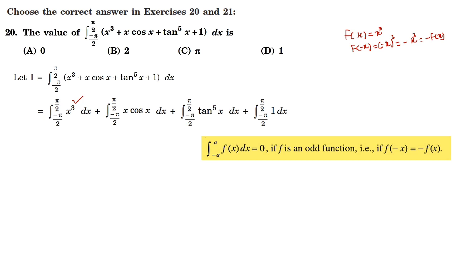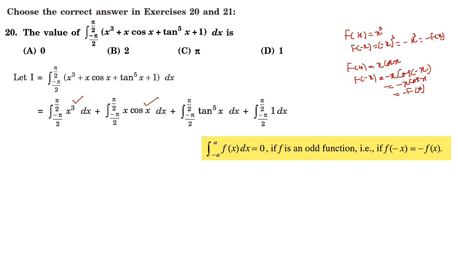Then again x cos x. Let f of x is equal to x cos x. Then f of minus x we will check. F of minus x is equal to minus x cos of minus x. Here cos of minus x is cos x, so it will come as again minus x cos x. That means minus f of x, because x cos x is f of x. So this is also an odd function, x cos x also.